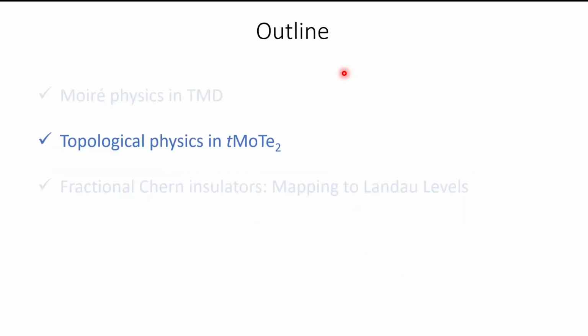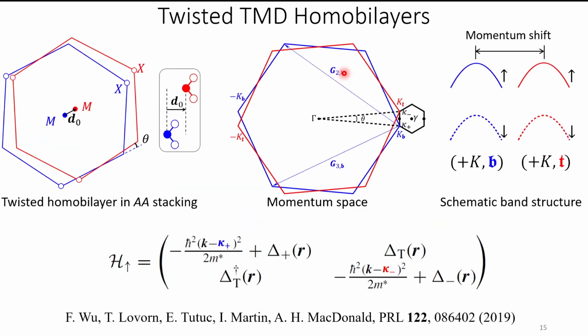How can we get topology here? To get topology, we need 2 identical layers. At least this is the initial proposal that we came up with in this 2019 paper with Anna. So this model is for twisted TMD homobilayer.